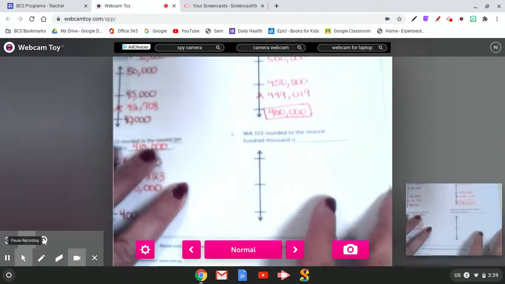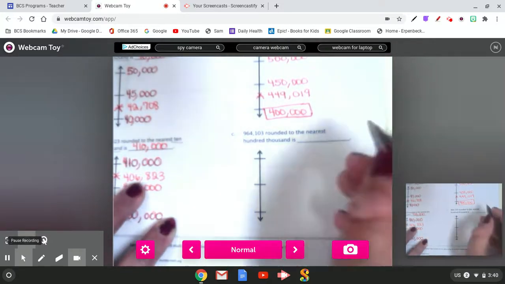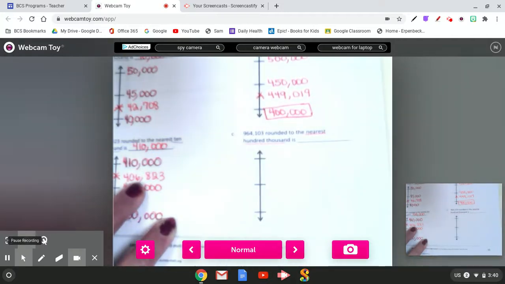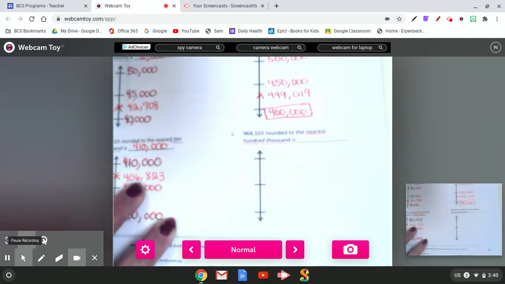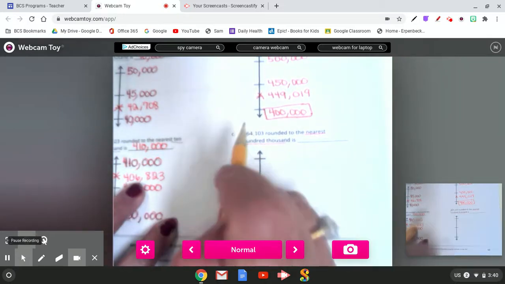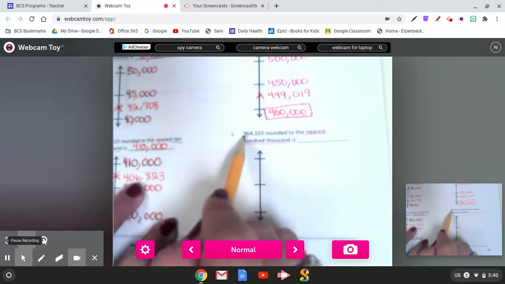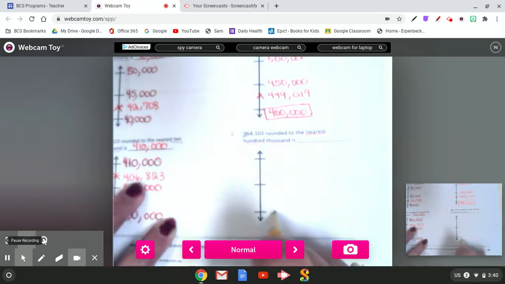Now our last problem, C, this is a fun one, I think. We're still rounding to the nearest 100,000. So again, always want to think about your focus. I'm going to count over, and I'm starting to see a pattern. I know that a number in the 100,000s has 6 digits. So I can easily identify, once I start realizing the patterns of these numbers and the place value from using my place value chart so much, that this is 964,103. So 900,000 would be at the bottom of my vertical number line.